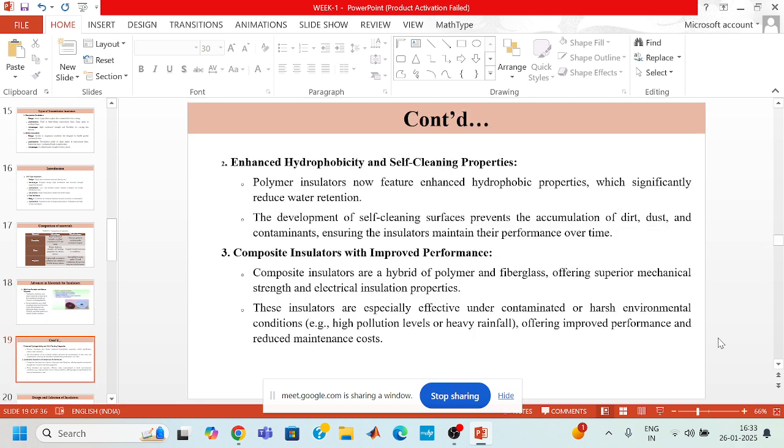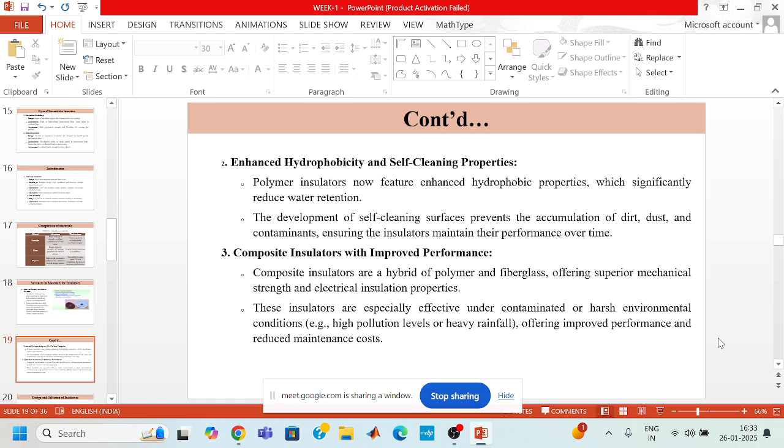So next is enhanced hydrophobicity and self-cleaning properties. Polymer insulators now feature enhanced hydrophobic properties, which significantly reduce water retention, and the development of self-cleaning surfaces prevents the accumulation of dirt, dust, and contaminants, ensuring the insulators maintain their performance over time.